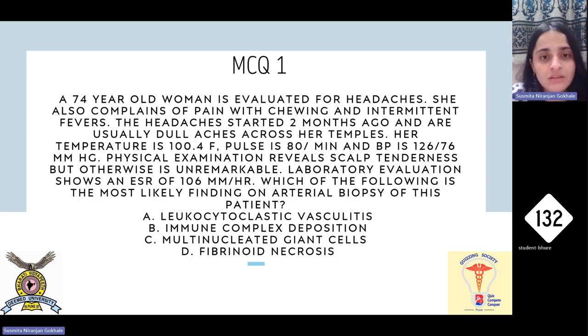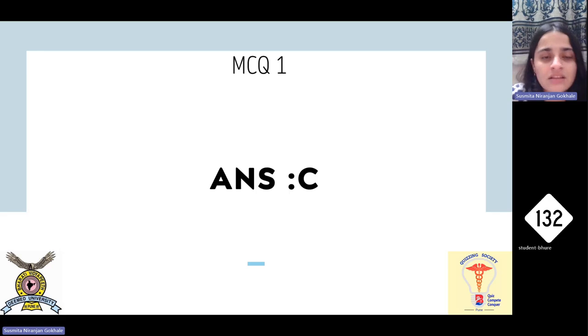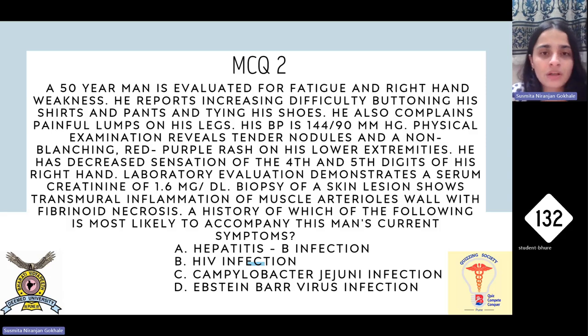Now we'll move on to the answer. Yes, the answer is option C. Moving on to the next question. I hope you have got the answer for the previous question without seeing the answer. So we'll again read the last line of this MCQ. A history of which of the following is most likely to accompany this man's current symptoms?